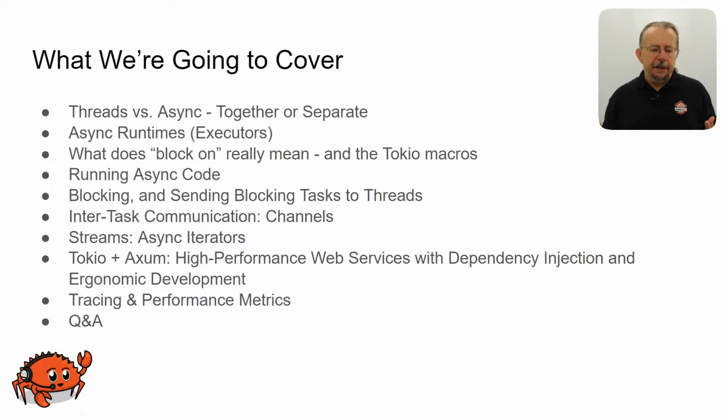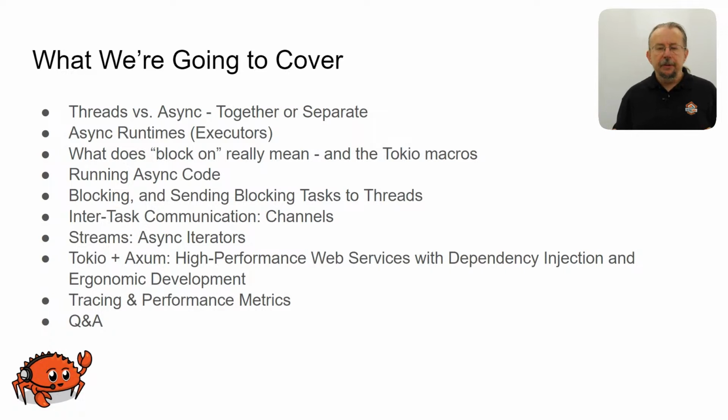In detail, we are going to cover threads versus async, together or separate. What is each? How can they work together? How they interact. Async runtimes, which are broken up into executors and reactors that handle making async actually work in Rust, and why Rust took the decision that the runtimes themselves aren't part of the language.